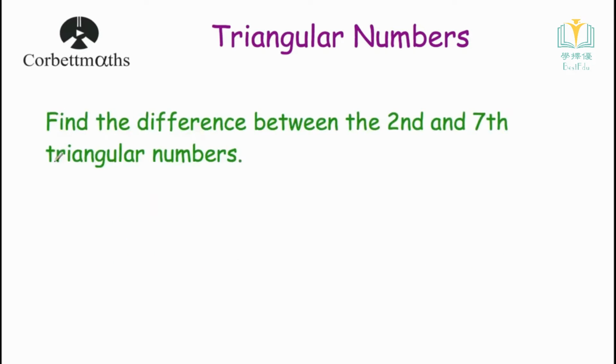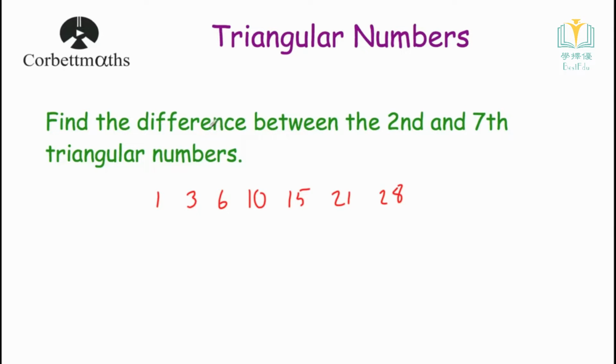So let's have a look at our first question. It says, find the difference between the second and seventh triangular numbers. So let's list the first 7 triangular numbers. So 1, and then if we add 2, we get 3. If we add 3, we get 6. If we add 4, we get 10. Add 5, 15. Add 6, 21. And then if you add 7, we get 28. This is the 1, 2, 3, 4, 5, 6, 7. These are the first 7 triangular numbers.